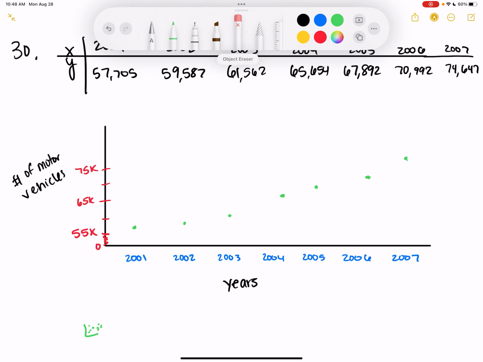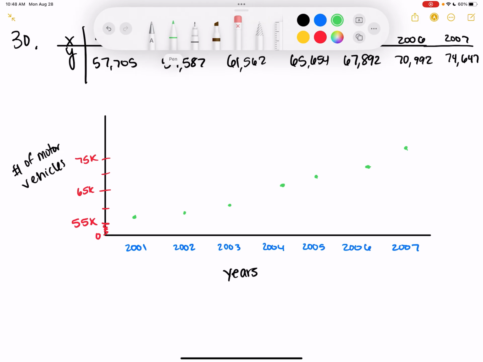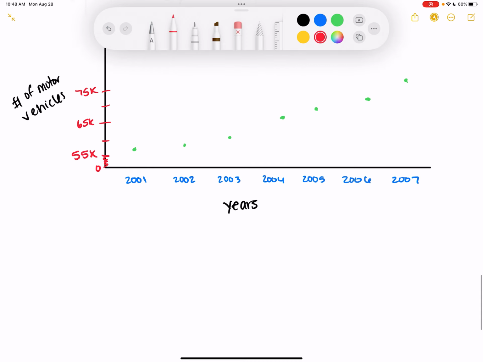Good for now. How many more are we going to do? None. Okay, good. I ran out of paper still. Yeah, I also ran out of space on this paper.